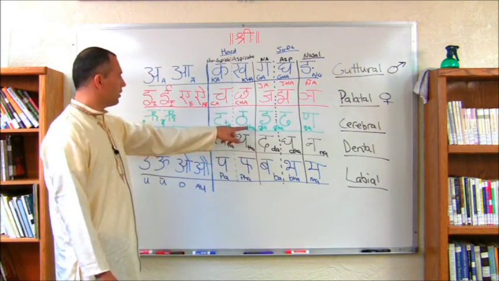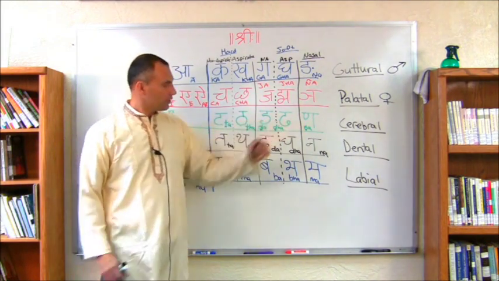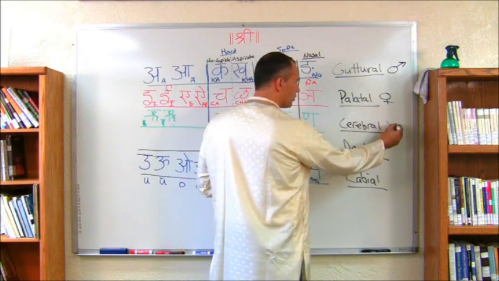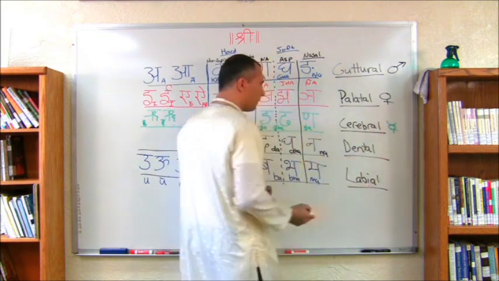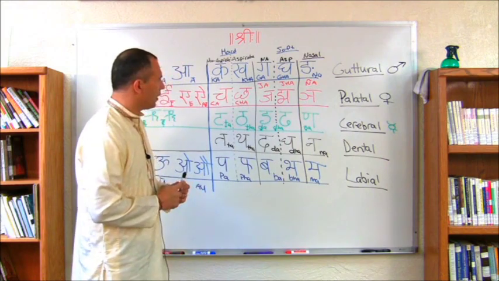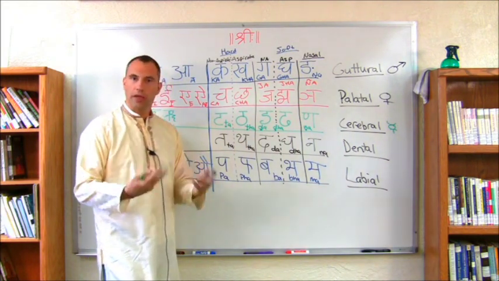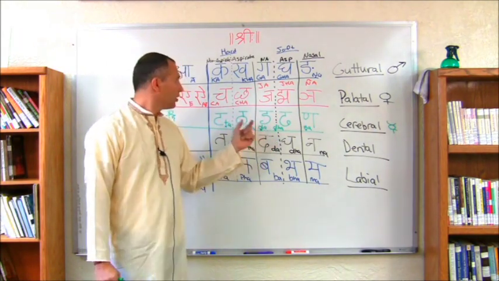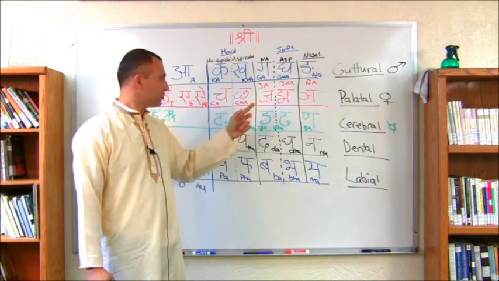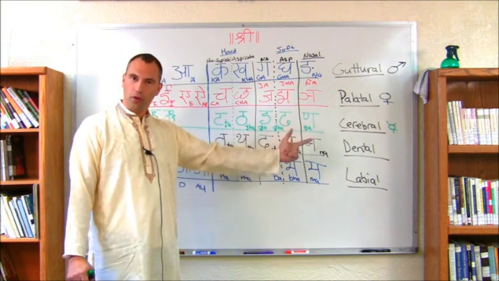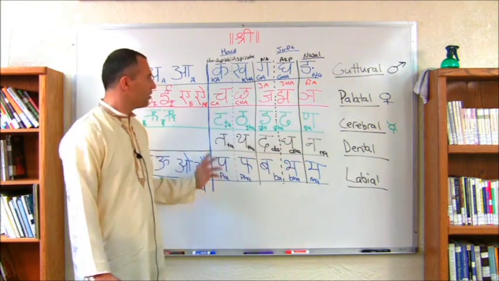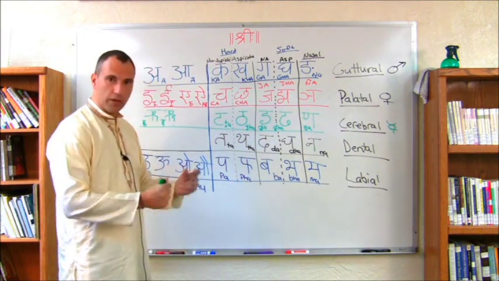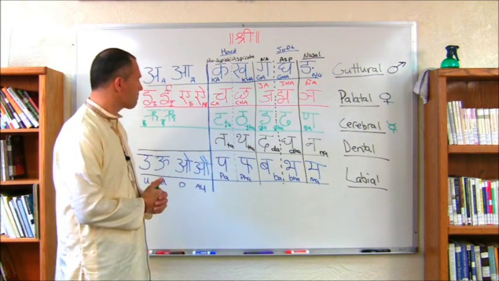Cerebral. And this row relates to the planet Mercury, and communication, because see how fast you can say these. K, k, g, g, ng is harder to say than da da da da da. See how quick, see how easy you can say that? And Mercury is a planet of communication and information and quickness, speed.